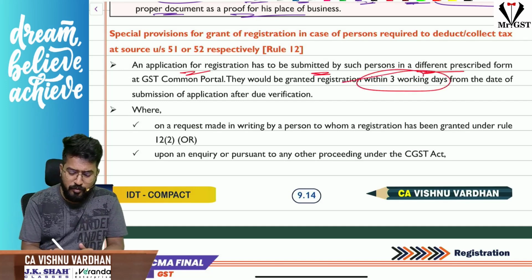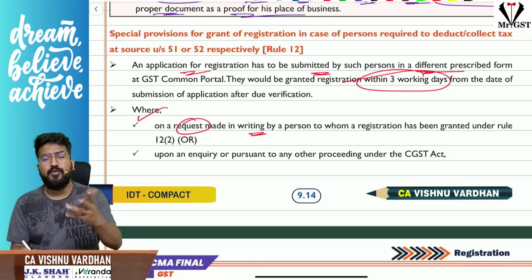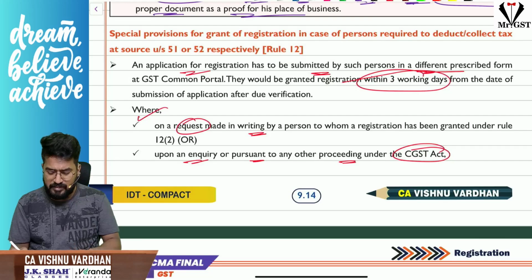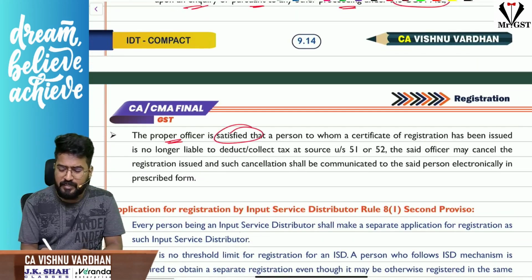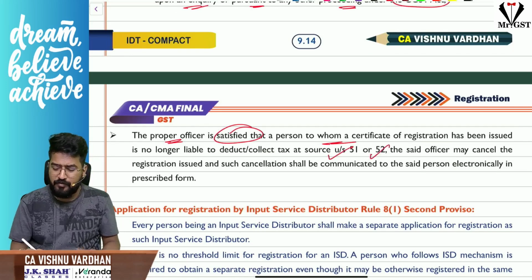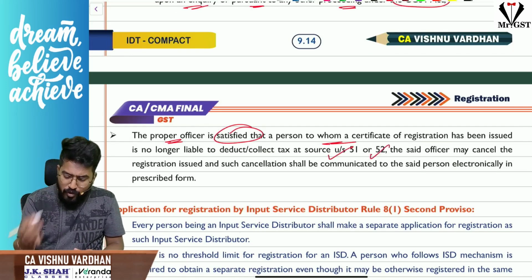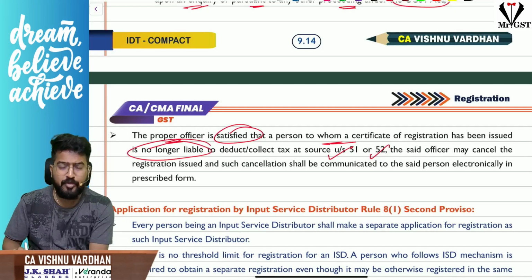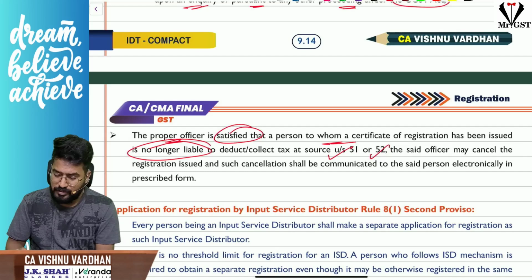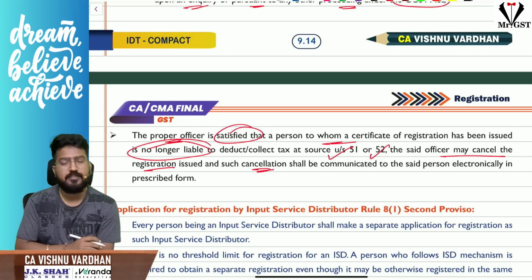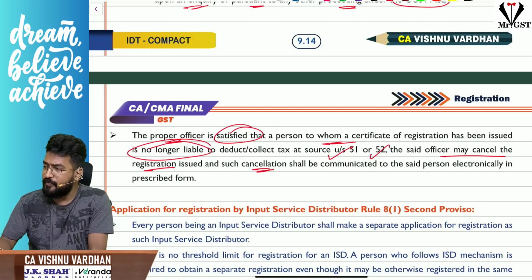But later, in future, if they say they don't want this registration anymore, or upon inquiry or pursuant to any other proceedings under the CGST Act, the proper officer is satisfied that these people, to whom we have granted a registration certificate for the purpose of sections 51 and 52, no longer need it, that they are no longer liable to deduct tax or collect tax, and if he comes to that opinion, he can cancel their registration. The officer may cancel the registration. That is the concept with respect to this.